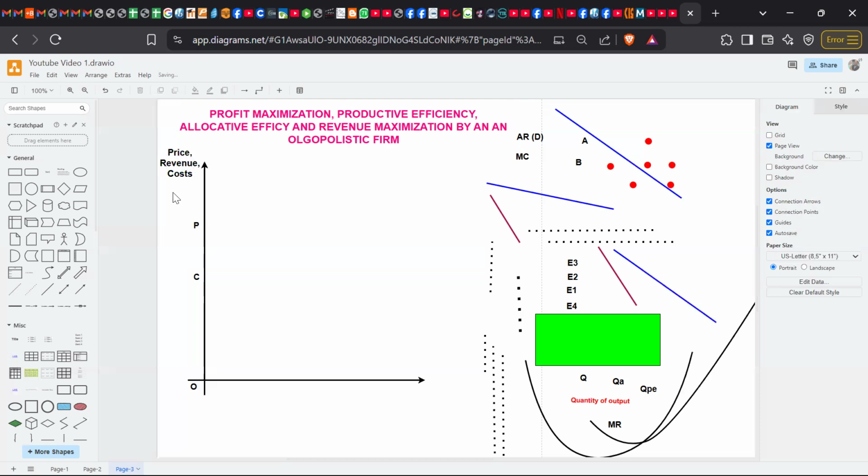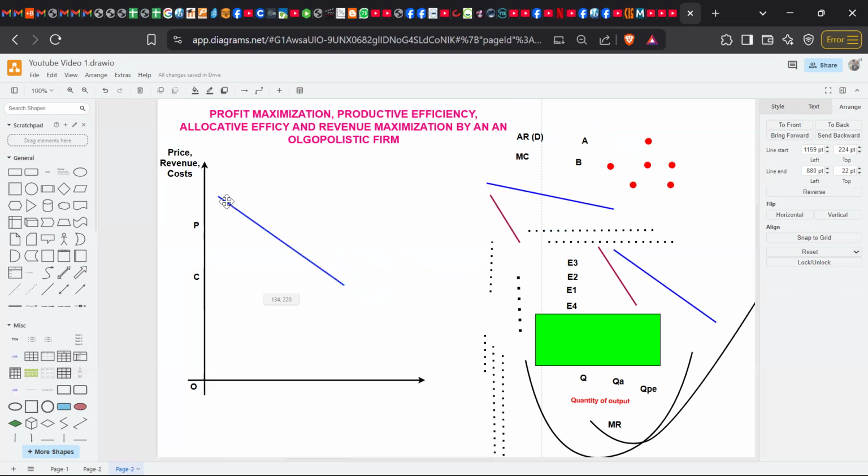So this is the y-axis where we take revenue, cost, and price, and this is the demand curve, the kinked demand curve, we can say, which shows the elastic segment of the demand curve, and we have the inelastic portion of the demand curve here, which means that on the elastic segment, if the firm increases the price, the opponents will ignore the price hike, making the firm which increases the price lose the market share.